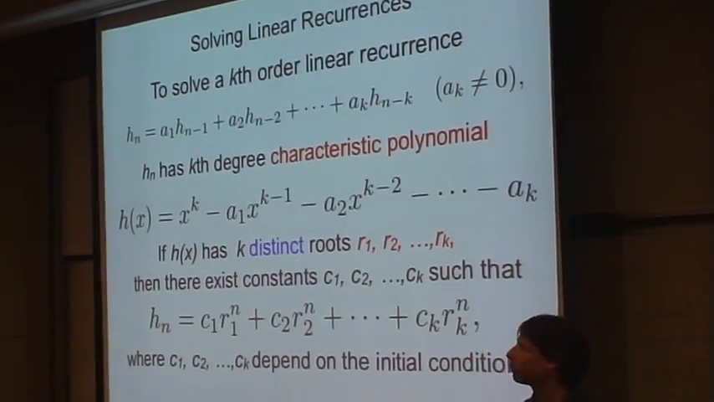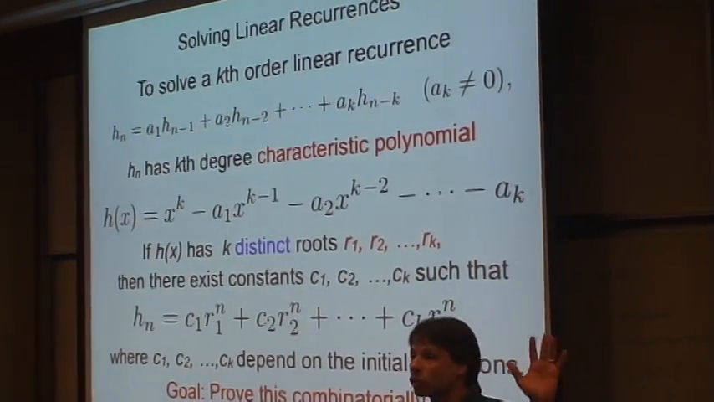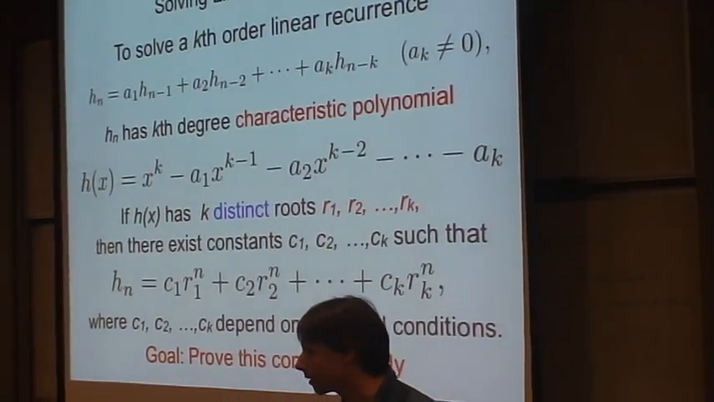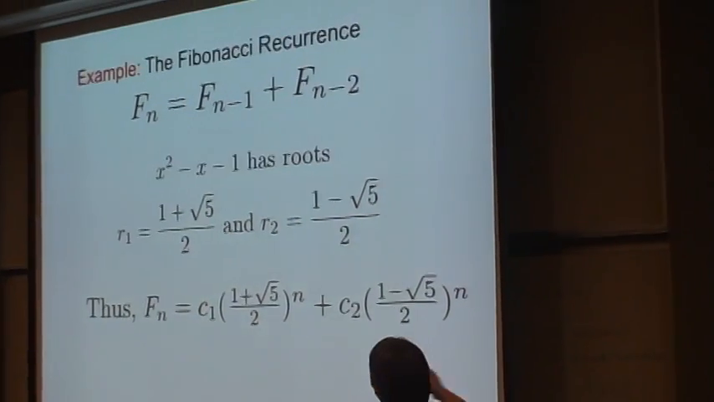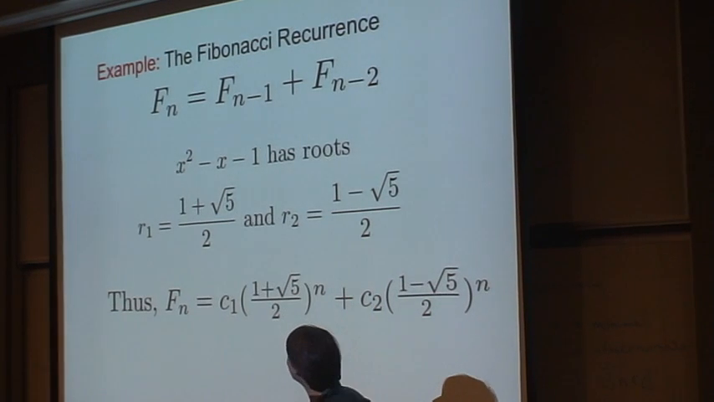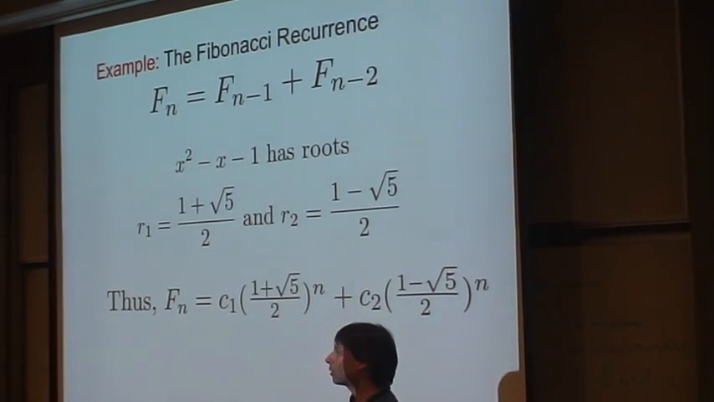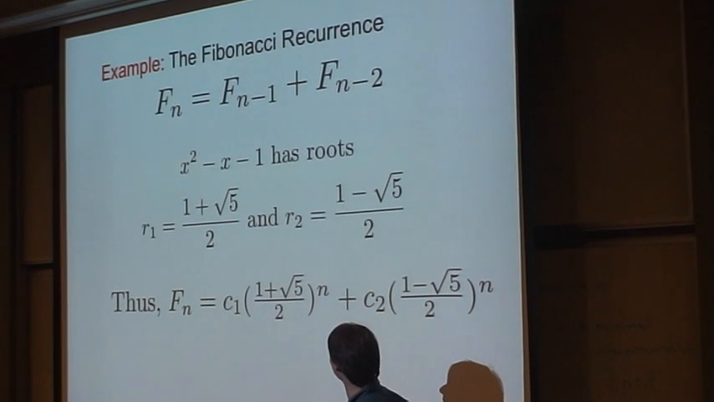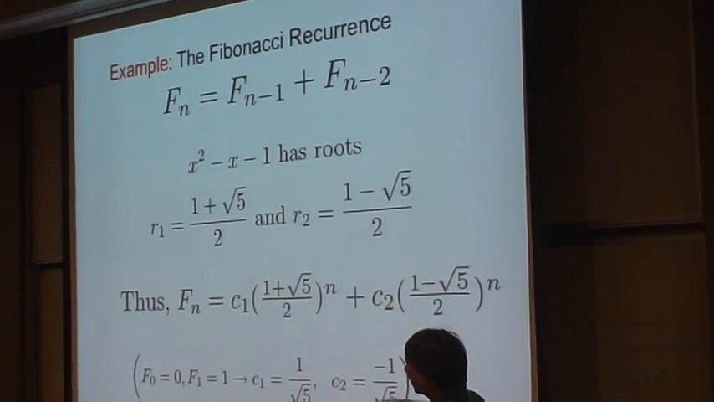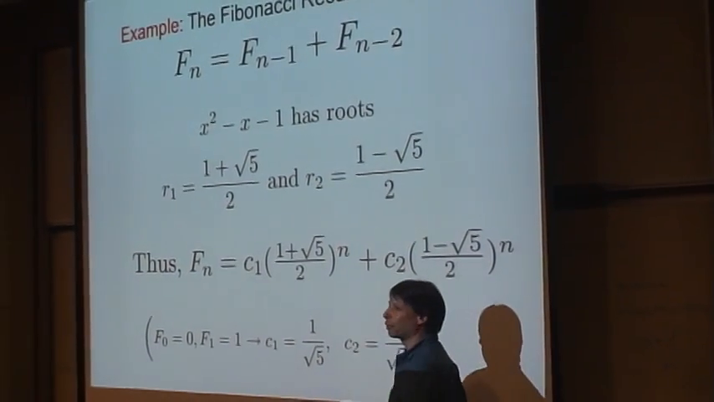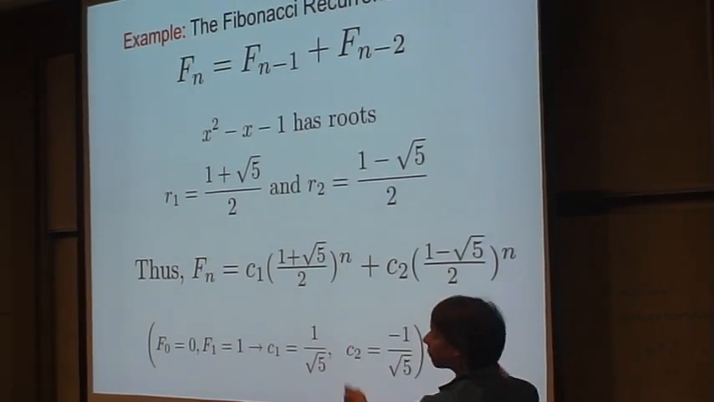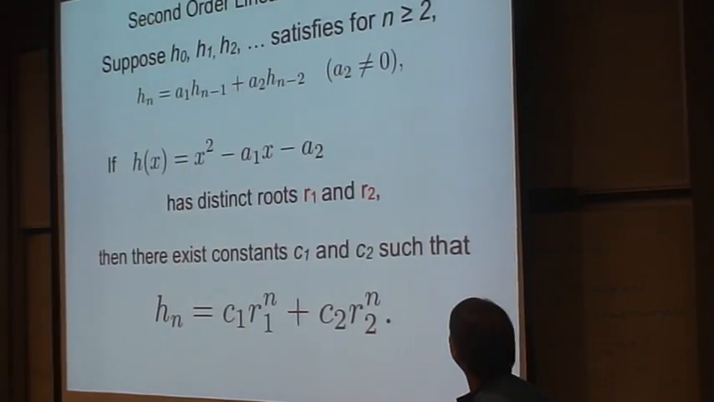Okay? So the goal of this talk, by the way, is to prove this and more combinatorially. For example, the famous Fibonacci recurrence has characteristic polynomial x squared minus x minus 1. Those are its roots. And so anything that has that recurrence is going to have a closed form that looks like that. In particular, if f0 is 0 and f1 is 1, we get the familiar Binet formula. So my goal is to prove this and more through combinatorics.